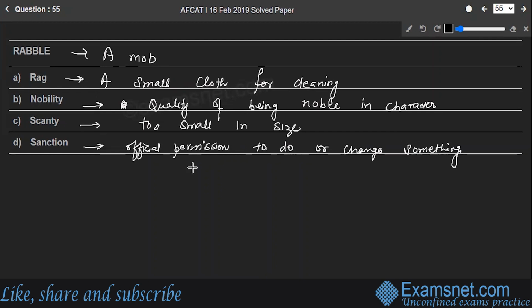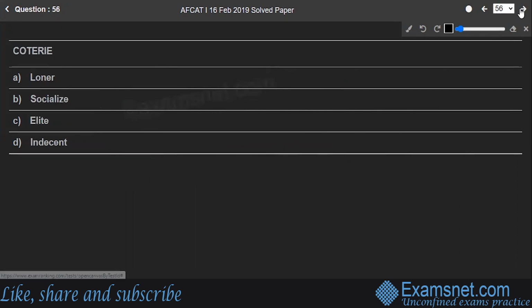Right? You have to find out the antonym of the given word rabble, which means a mob or a disorderly crowd which are being violent. And obviously, the opposite meaning word is nobility, which are the people which are noble in nature. So option B is the correct answer. Next is question number 56.